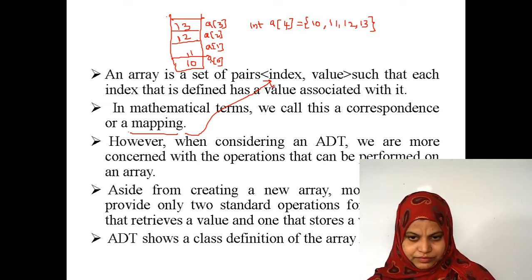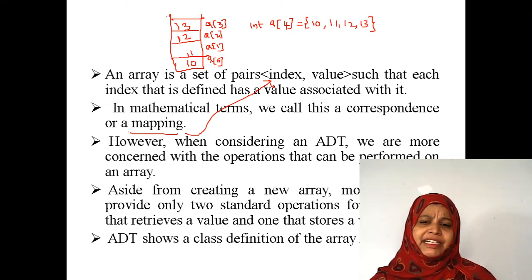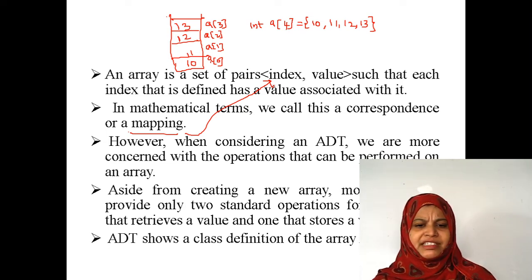Here, whenever we implement any data type as an abstract data type, we can perform various types of operations on that particular array. Here in this case, I am implementing this array as an abstract data type.